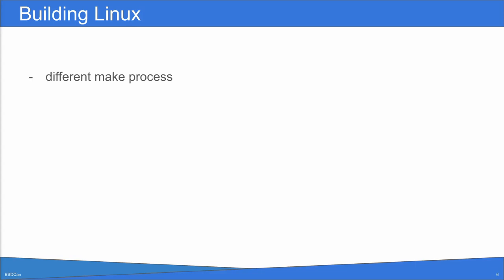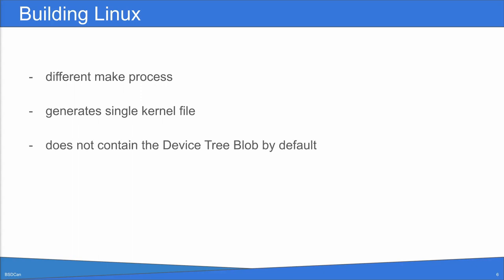On Linux, the make process is quite different. The Linux kernel only includes the kernel itself. It does not include any additional functionality. It doesn't have a rescue binary or anything similar attached to it, and you have to use some other tools to do it. It generates a single kernel file, just the kernel file in various formats, that is a raw image or a compressed image, and does not contain the device tree blob by default.